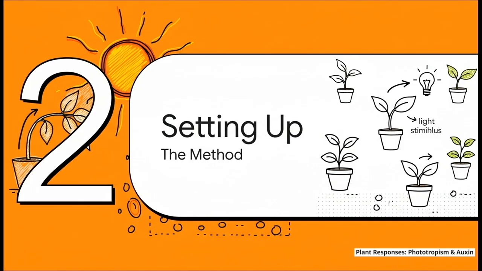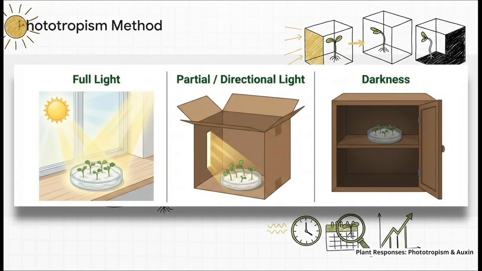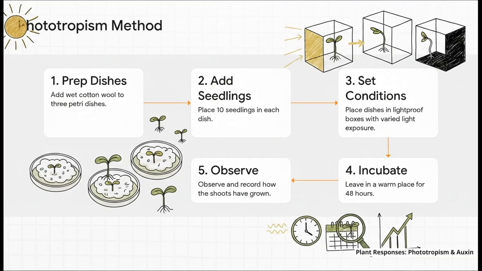We're going to see exactly how you'd set up an investigation into phototropism. We're going to have 3 identical Petri dishes, each with some damp cotton wool and 10 seedlings. Now, the only thing we're going to change, that's our independent variable, is the light condition. Dish A will get light from all around. Dish B will only get light from one side, and dish C will be in total darkness. Then we just leave them for about 2 days and see what's happened.